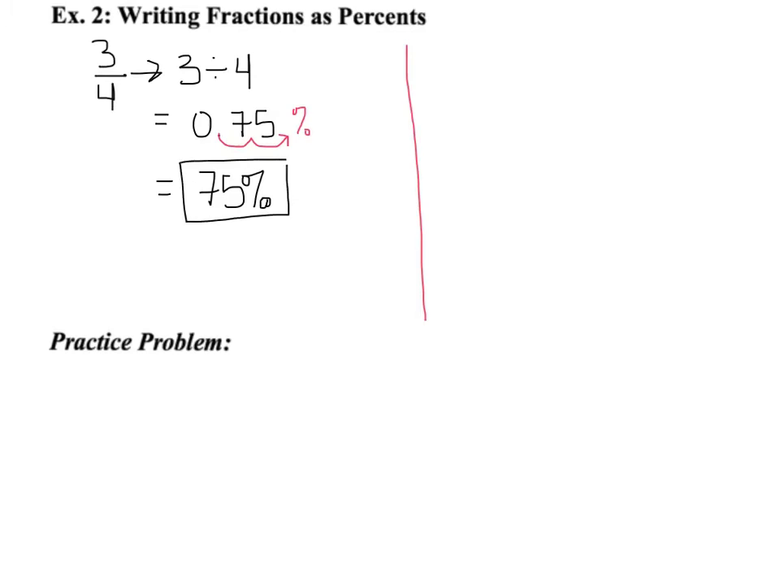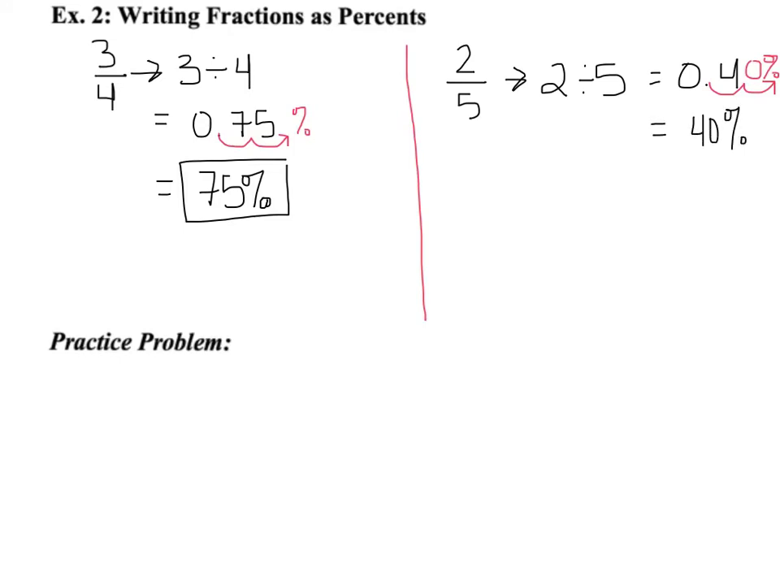Okay, let's go ahead and do 2/5. Now we can do the same thing where we do 2 divided by 5 in our calculator, making sure that 2 goes in first. Numerator always goes in first, and we would get 4/10 as our decimal answer. Then we move that decimal 2 places to the right, tack on our percent sign, and we get 40%.